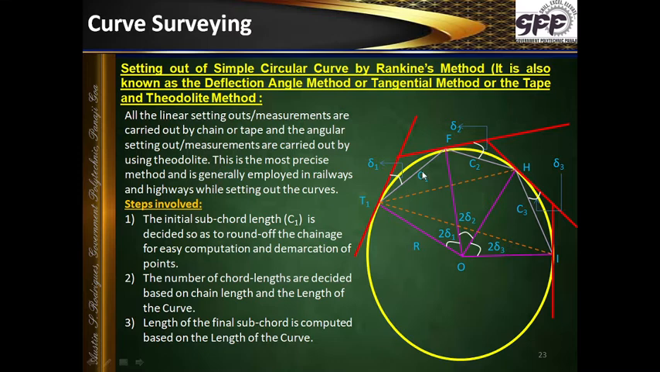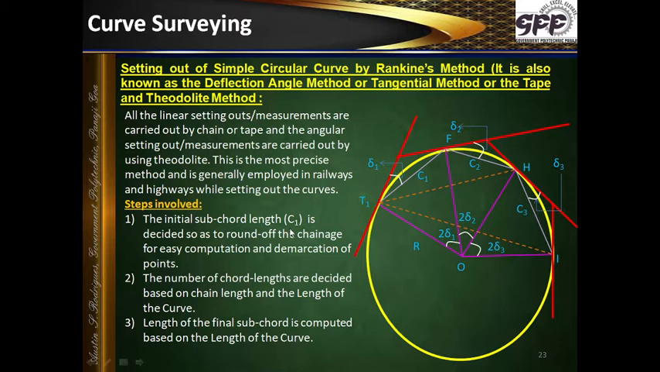Now why is it done so? Because whatever is the chainage at T1 over here, we round it off for easier, more comfortable measurements. So whatever is the value of the chainage, we round it off to the next 10 meters. That is my initial subchord. And then we will be using the different chain lengths, and finally whatever is remaining, that small amount, will be my final subchord.